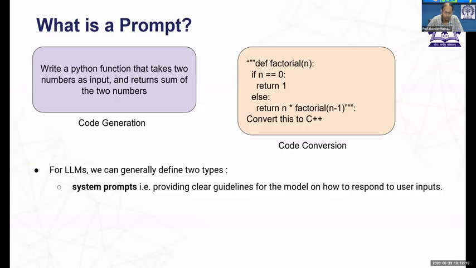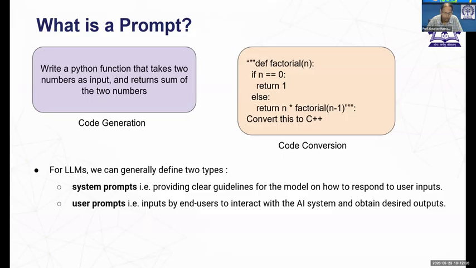One is the system prompt, which provides clear guidelines to the model on how to respond to user inputs. And the other is the user prompt, that is, inputs by end users to interact with the AI system to obtain the desired outputs. So what is the difference between the system prompt and the user prompt? The system prompt sets the context for the user to query the LLM, and then accordingly the user can ask questions to the LLM.